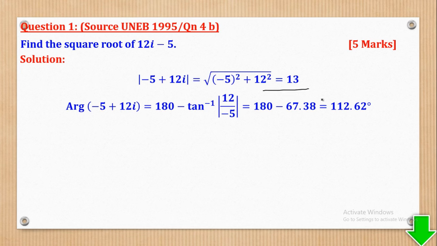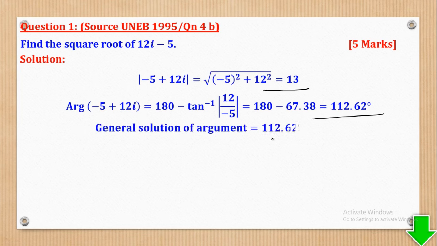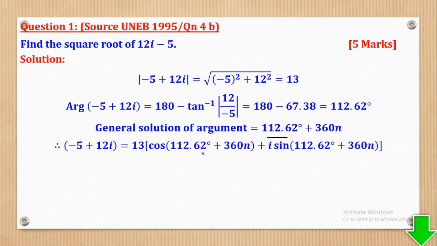So you have got modulus and argument, and that was step 1. Step 2, you have to first get the general solution of the argument. So it will be this argument plus 360n. In this case, we are using degrees. Therefore, writing in modulus argument form, I'll use its general solution here.